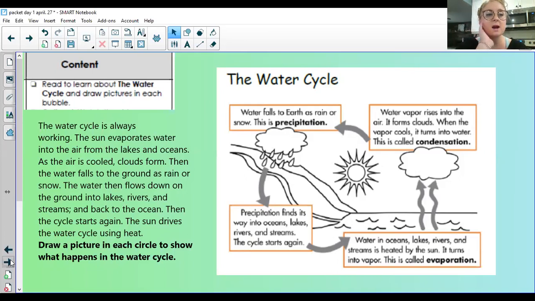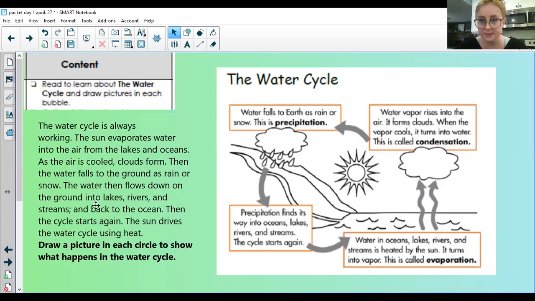It says the water cycle is always working. The sun evaporates water into the air from the lakes and oceans. As air is cooled, clouds form. Then the water falls to the ground as rain or snow. The water then flows down on the ground into lakes, rivers, and streams and back to the ocean. Then the cycle starts again. The sun drives the water cycle using heat. Draw a picture in each circle to show what happens in the water cycle. And we're going to do that on the next slide.